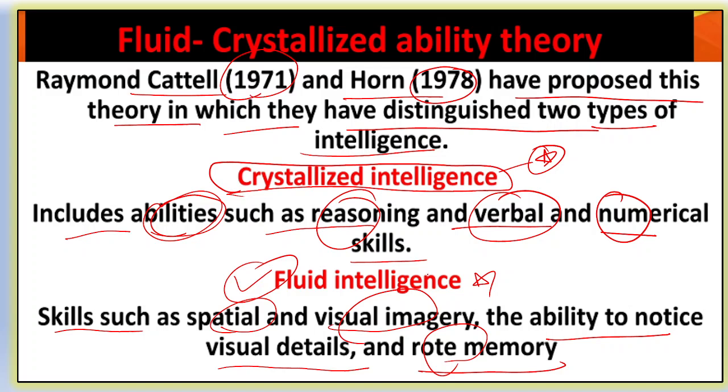तो फ्लूइड क्रिस्टलाइज एबिलिटी थियरी talks about two major parts और two types of intelligence, crystallized intelligence and fluid intelligence. क्रिस्टलाइज मतलब रीजनिंग, वर्बल अंडरस्टैंडिंग एंड न्यूमेरिकल स्किल्स जो अपने अंदर हम डेवलप करते हैं, एबिलिटी आती है. फ्लूइड इंटेलिजेंस मतलब स्पेटियल, विजुअल इमेजरी, विजुअल डिटेल्स के थ्रू आप रोट मेमोराइज करते हो, वो सब.